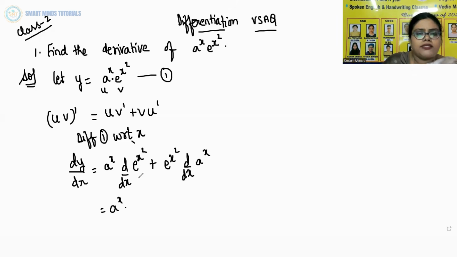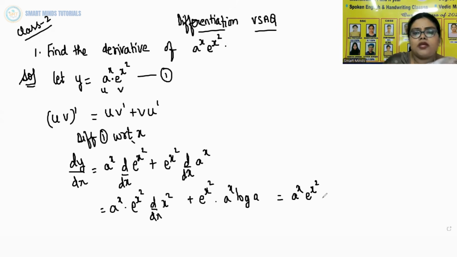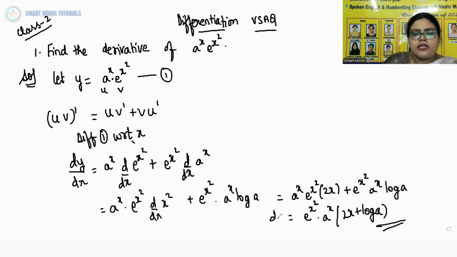Now a^x into the derivative of e^(x^2) is e^(x^2) only, and again differentiating x^2. Plus e^(x^2) as it is, and the derivative of a^x is a^x log a. So that is a^x e^(x^2), the derivative of x^2 is 2x, plus e^(x^2) a^x log a. If you take e^(x^2) a^x common, we get (2x + log a). This is the final answer. This is dy/dx.